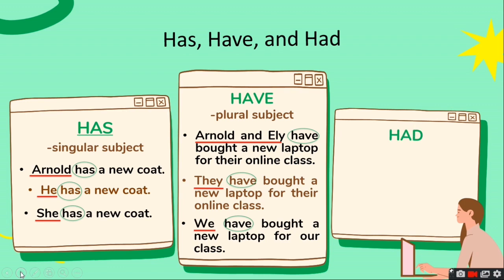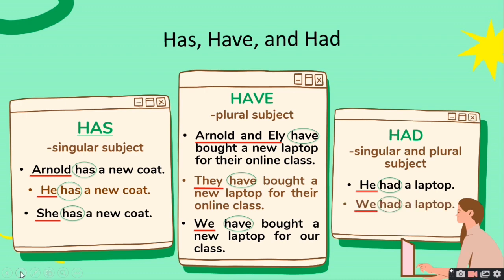Had, on the other hand, can be used no matter how many subjects there are, because the number of subjects in the past tense verb is not important. What we consider in using had is that the action should be completed or the subject is no longer experiencing an event or is no longer possessing something. For example, he had a laptop. We had a laptop.